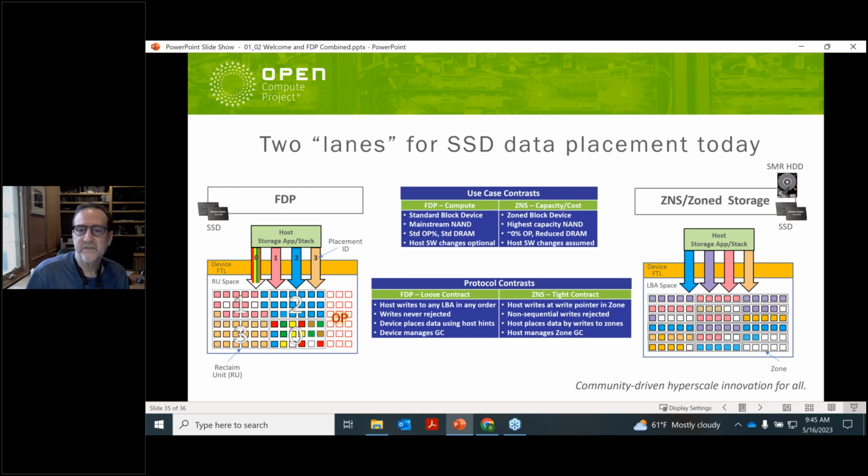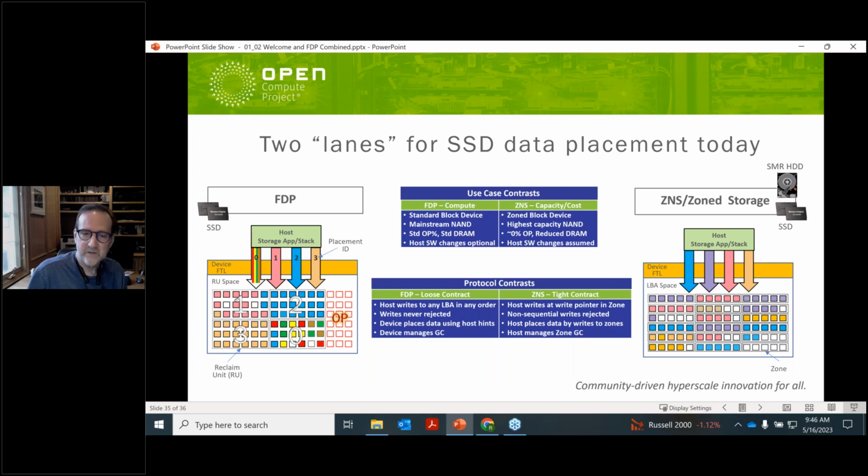And then on ZNS, although it could be used in many ways, just like any interface can be used in many ways, ZNS is oriented towards this capacity cost point where we're willing to use and invest in a specialized device, and we're looking to get QLC or above and the lowest cost point for the SSD device.